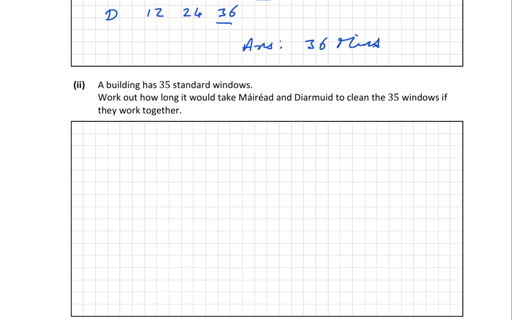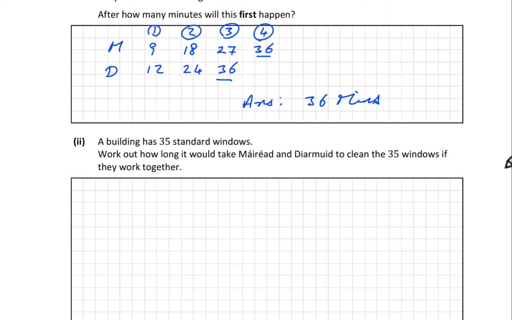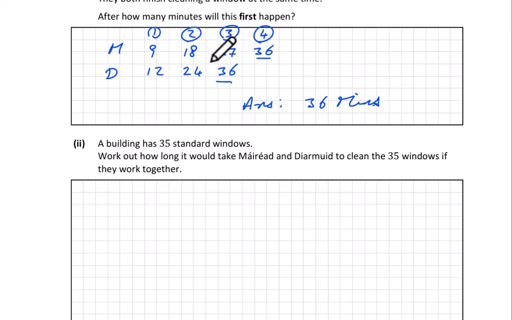A building has 35 standard windows. Work out how long it would take Mairead and Dermot to clean the 35 windows if they both work together. So if we look at this table up here, we can see we've got Mairead finishing windows after 9, 18, 27 and 36 minutes, Dermot 12, 24, 36 and so on. So they will both finish 7 windows in 36 minutes. So 1, 2, 3, 4, 5, 6, 7. So 7 windows in 36 minutes.